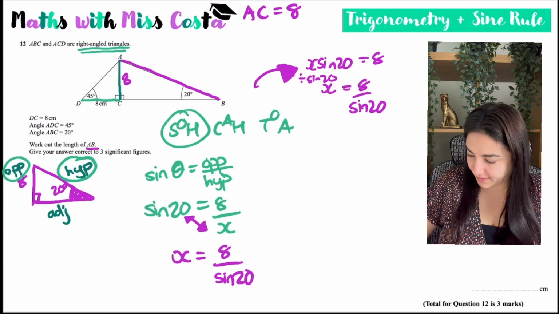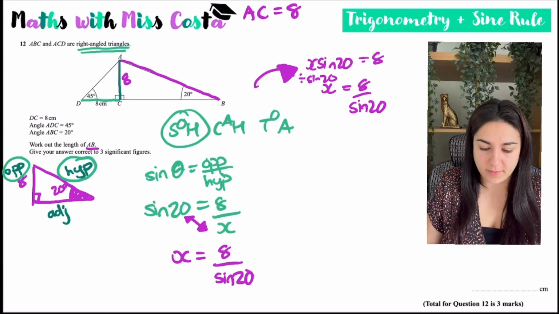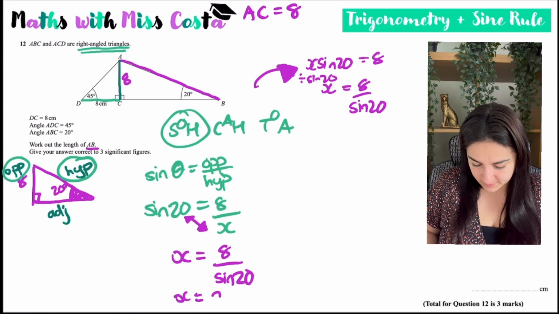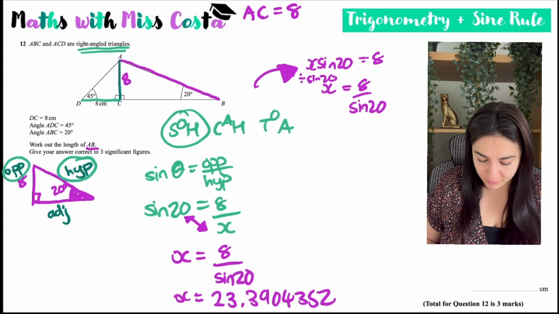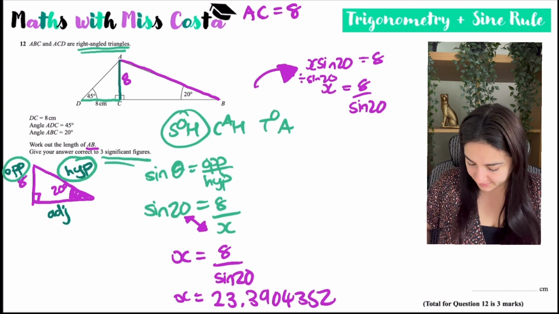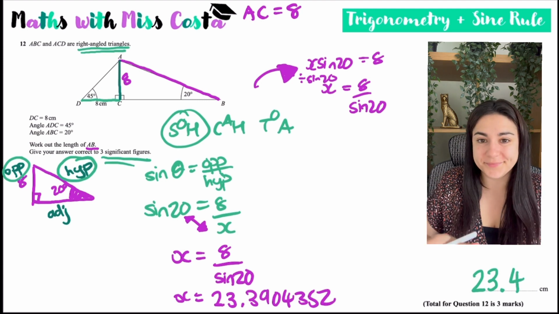So you flip them, so therefore X must equal 8 over sine 20, which is 23.3904352, and it says give your answer to 3 significant figures, so that would be 23.4.